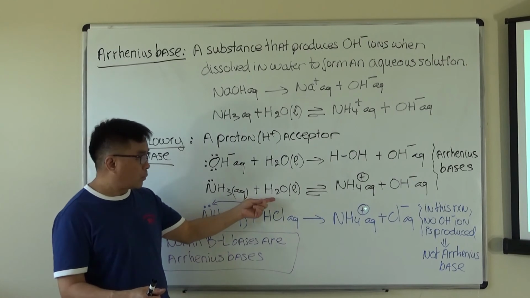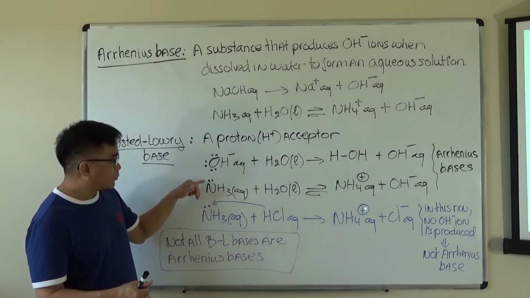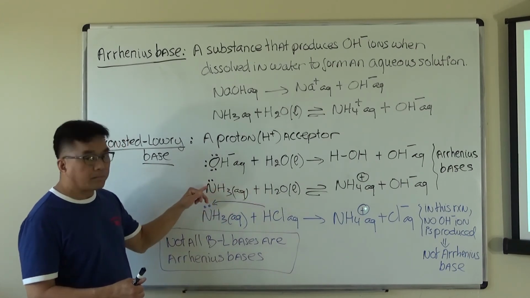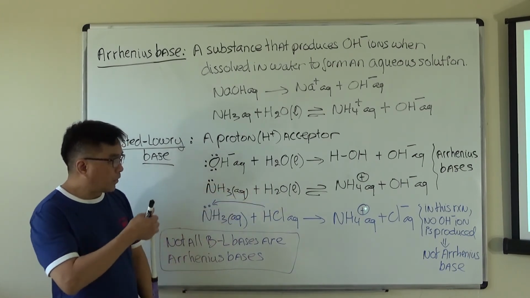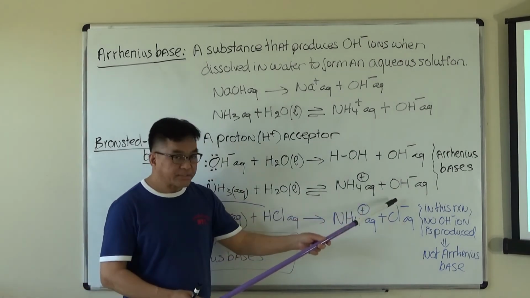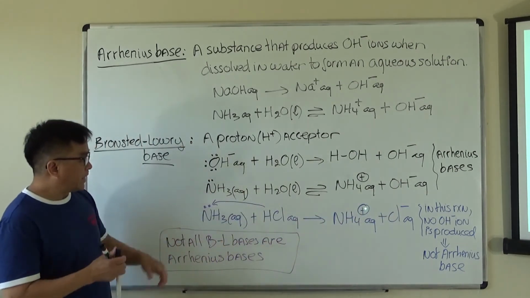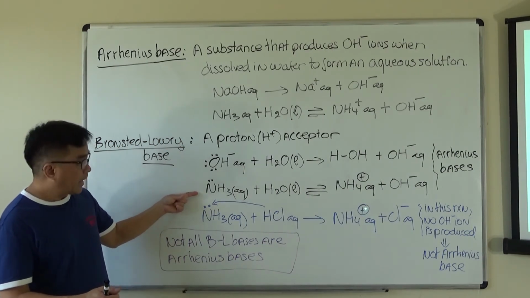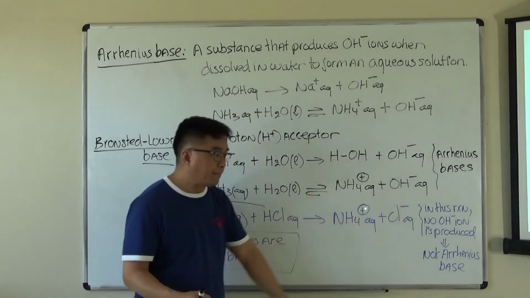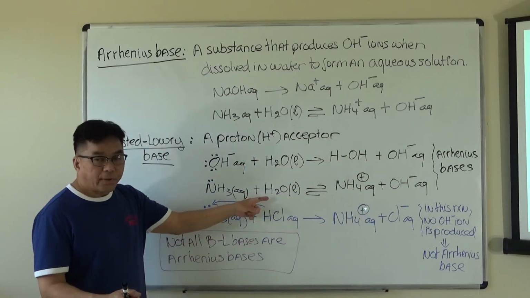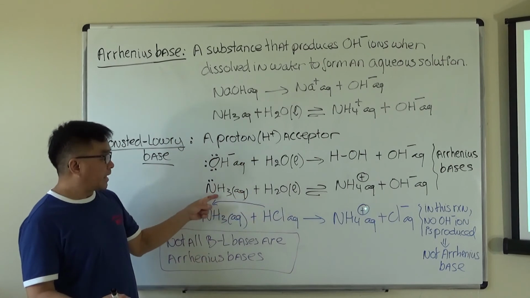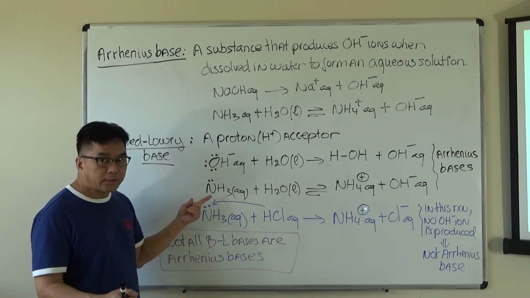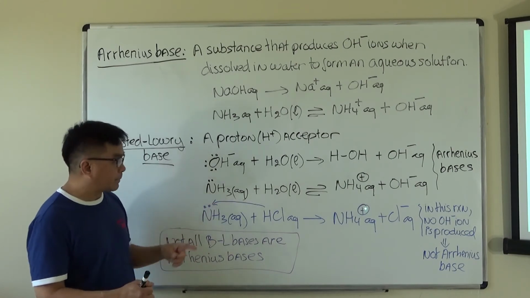Ammonia reacts with the water. Again, I draw a lone pair of electrons on the nitrogen. It can grab a proton from the water to form ammonium ions and hydroxide. So in this reaction here, it is also an Arrhenius base, because it produces hydroxide ions, but it is also a Brønsted-Lowry base because it is a proton acceptor. So therefore, ammonia in this case is both a Brønsted-Lowry base and an Arrhenius base.